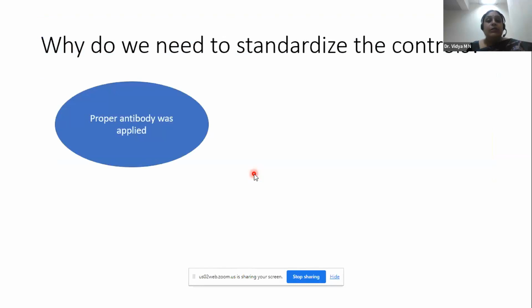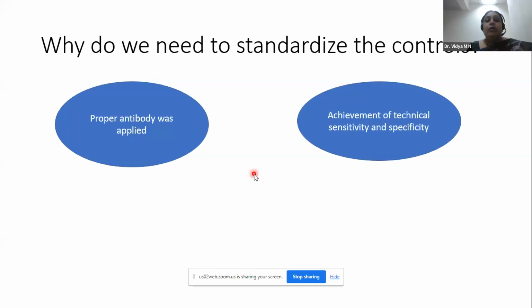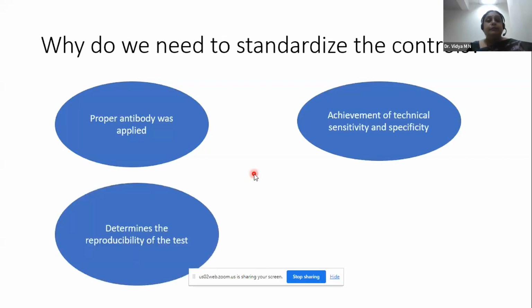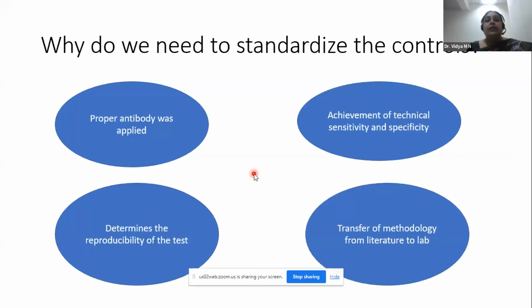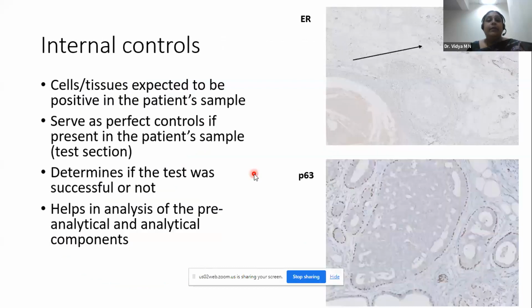If your positive control itself comes negative, how do you even know that the antibody has been applied or not? And also, for achievement of your technical sensitivity and specificity, it determines the reproducibility of the test. So this is where we fail in our PT programs if we do not have appropriate controls which are standardized for our assays. And also it is basically indicating transfer of the test methodology from literature to the lab.